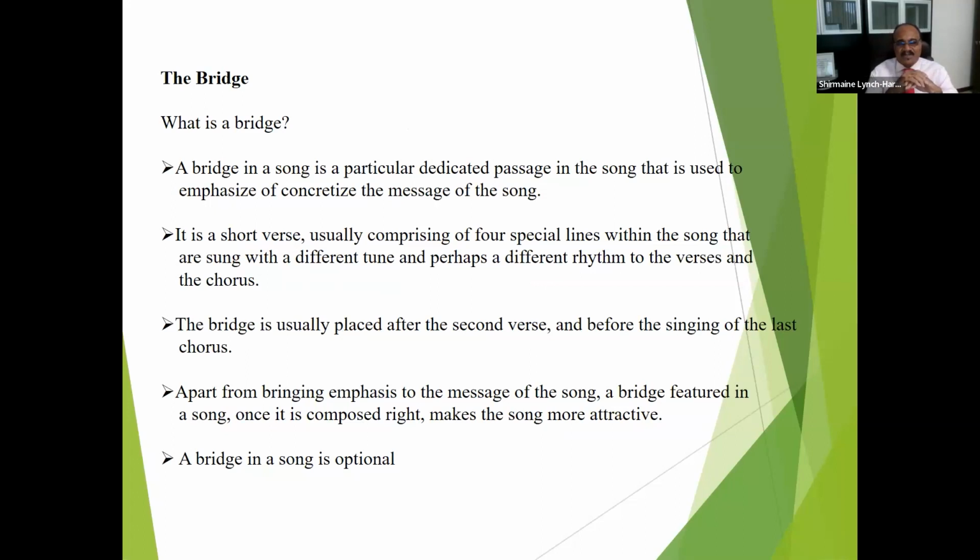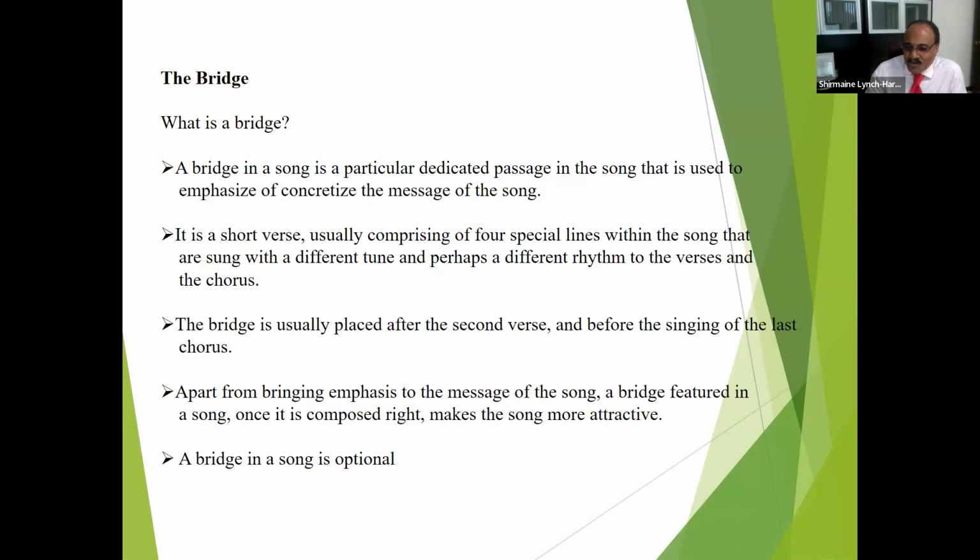Let me read that again for good measure. A bridge in a song is a particular dedicated passage in the song that is used to emphasize or concretize the message of the song. So in other words, the bridge gives more weight toward the rest of the verses. The bridge hits home, you know? You have your verses, yes, but the bridge is something that goes above and beyond the verses, right?